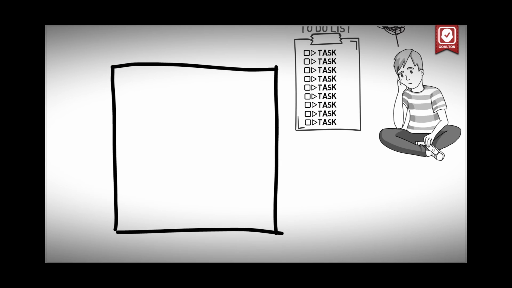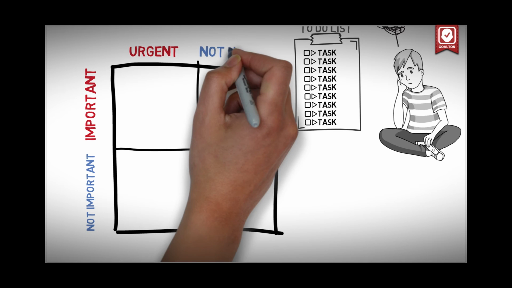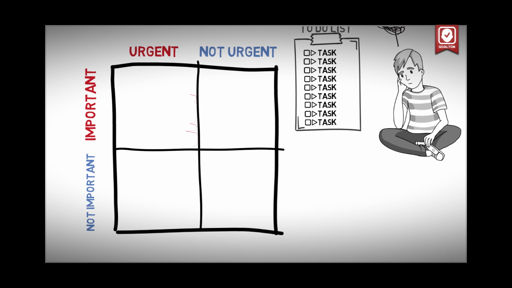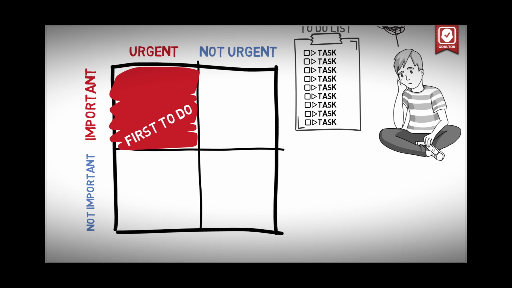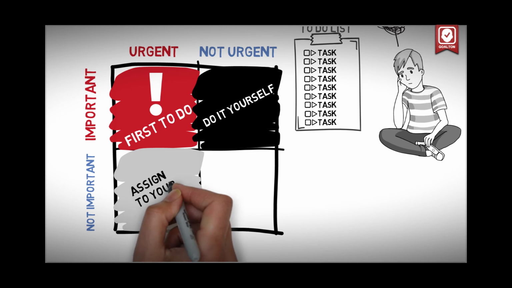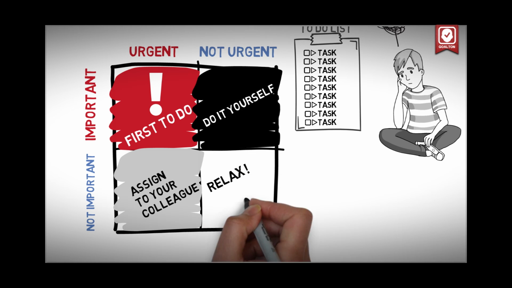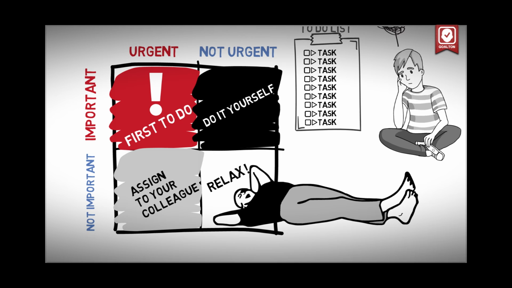To make a quick decision, you can use the following matrix. Divide all your tasks into 4 types, depending on their importance and urgency. First of all, perform important and urgent tasks. Then schedule important but not so urgent tasks. These 2 types of tasks you have to do by yourself. Urgent and not important, delegate to your colleagues. The remaining tasks you cannot do at all.